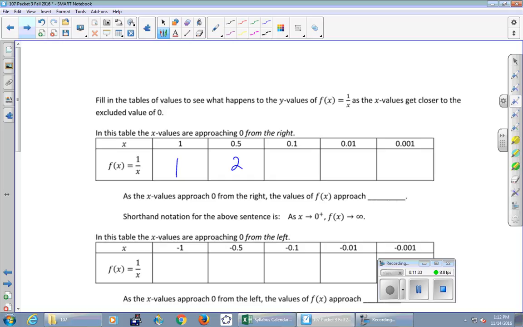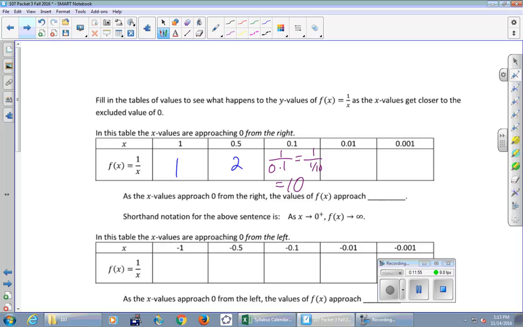Again, this next one, don't just shout it out, but this is really saying 1 over 0.1. My flipping thing is helpful if I can get the denominator as a fraction. 0.1 is a tenth, yes? So flip, and what do we get? 10. So the y value there, the output is 10.